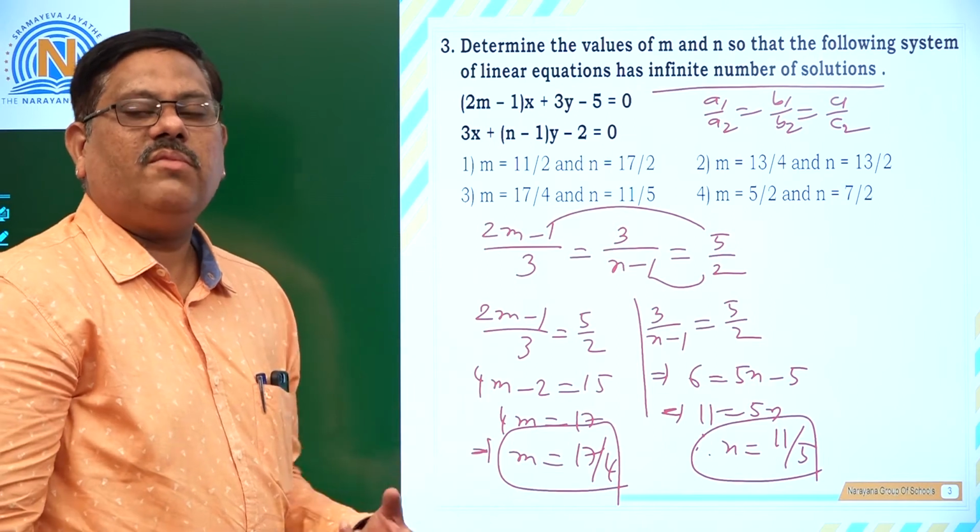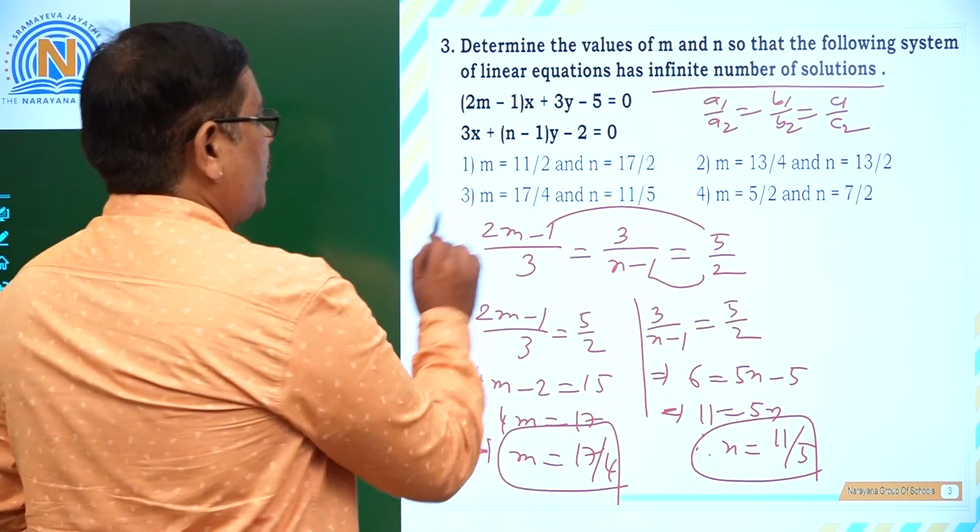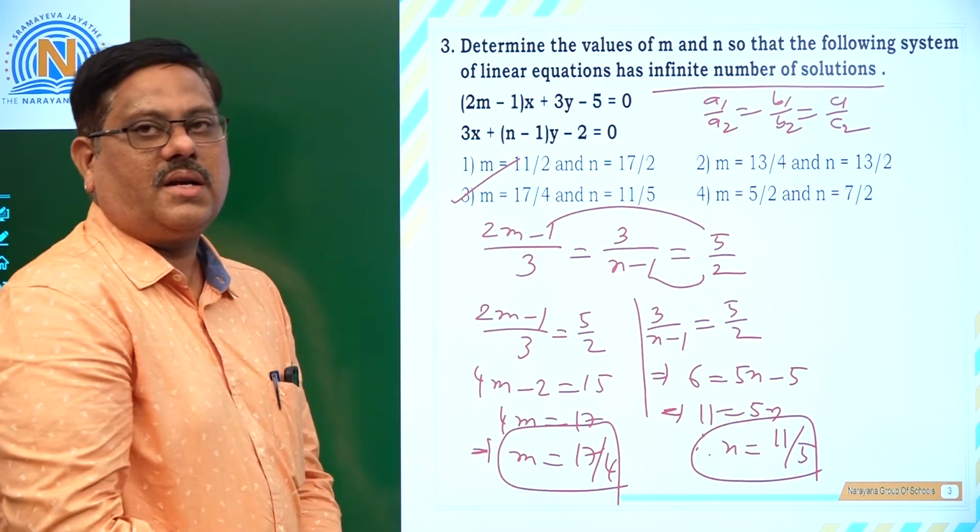You are going to have a system which has infinitely many solutions. So which is the right option? Third option is the right answer for us. Okay.